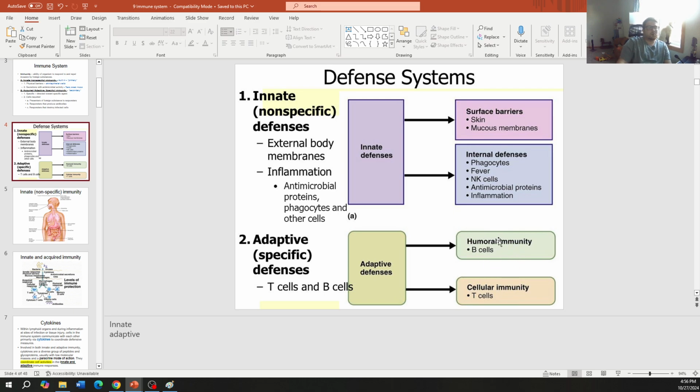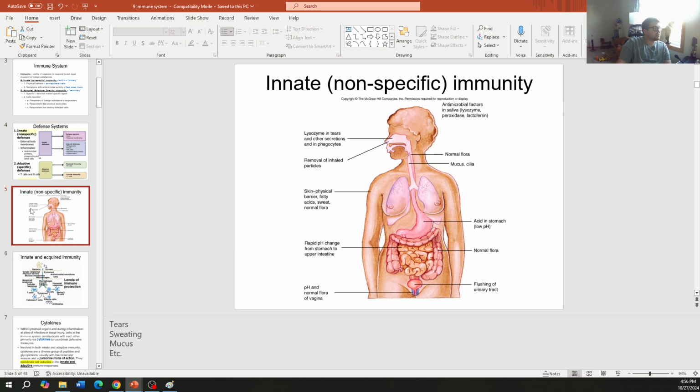So understand that the humoral immunity, also known as the fluid immunity, is the B cells, and then the cellular immunity is more of the T cells. Again, this is just showing all of those different parts of our innate immune system that we need to remember, like the tiers.